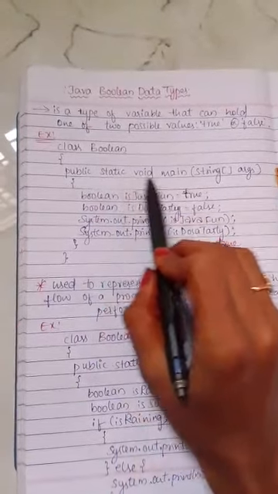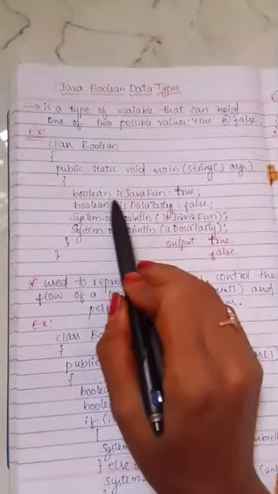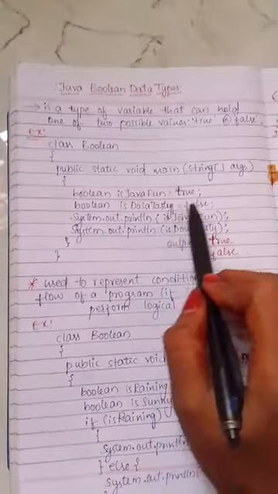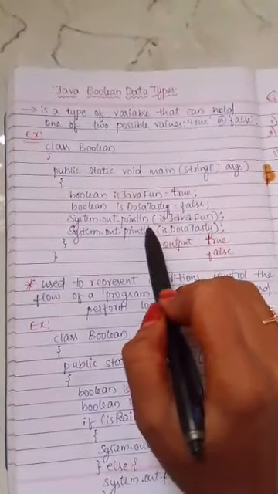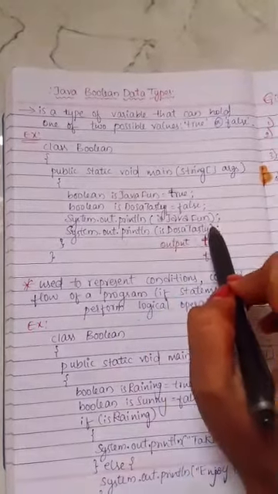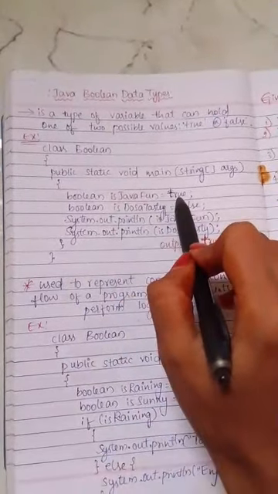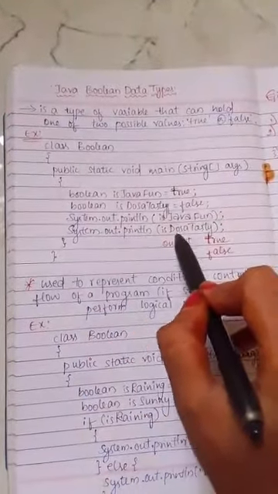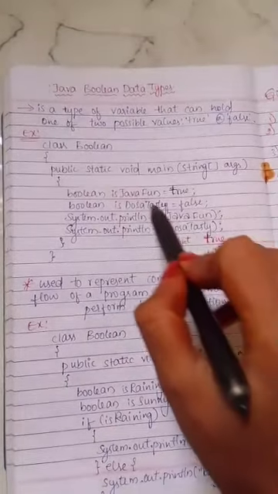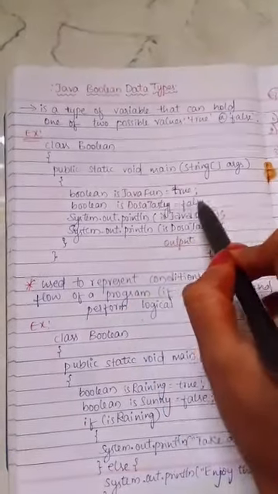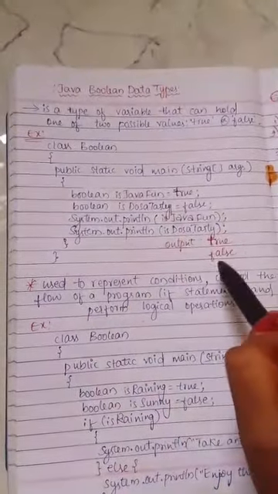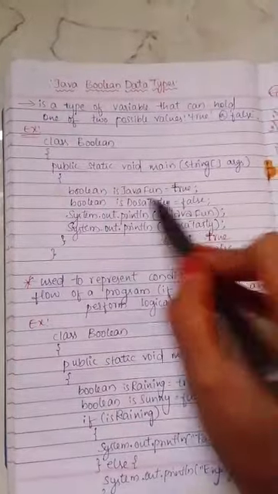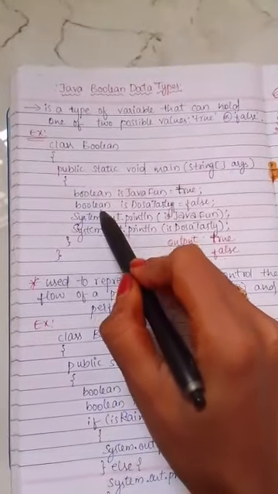Class Boolean, public static void main string arguments. Boolean isJavaFun is true. Boolean isDosaTasty is false. System.out.println(isJavaFun) will go to isJavaFun and print the output as true. System.out.println(isDosaTasty) will go to isDosaTasty, false, and it will print the false as it is. True or false. In this case we use Boolean data type.